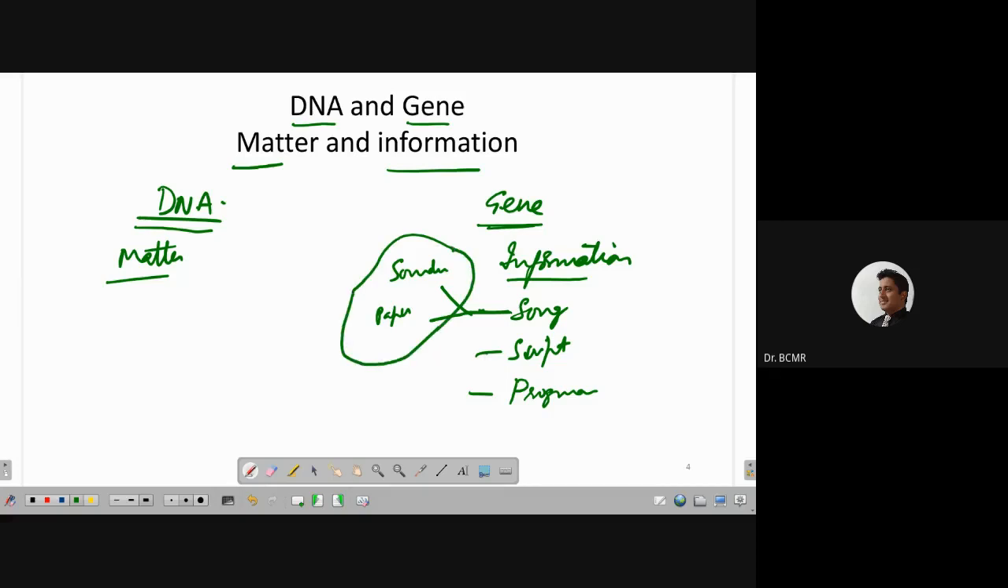The same with the script. Somebody reading it out, then it is in sound. Otherwise, it is stored on paper or any other things. Even the computer software is the same, right? So information is inevitably dependent on matter. Okay. If there is no matter, then there wouldn't have been information.